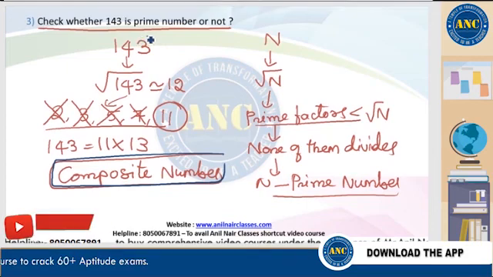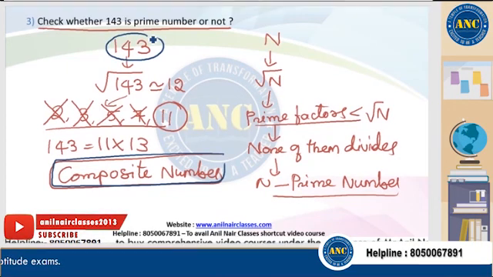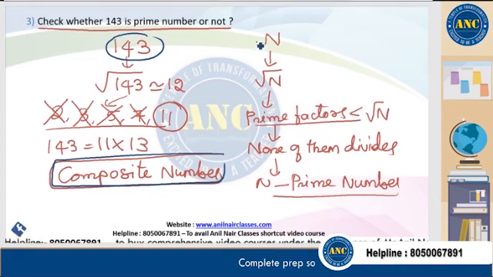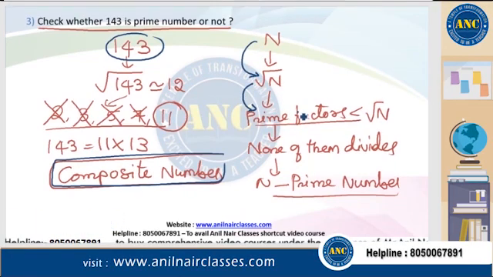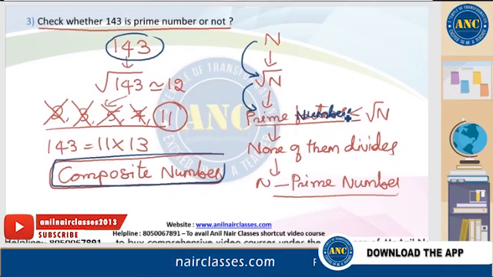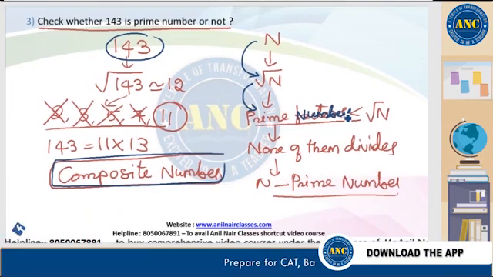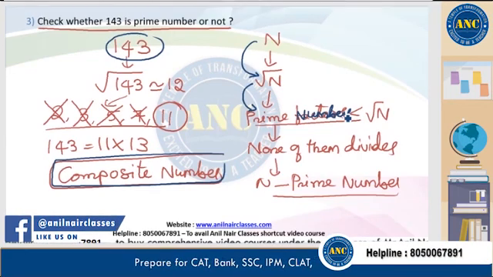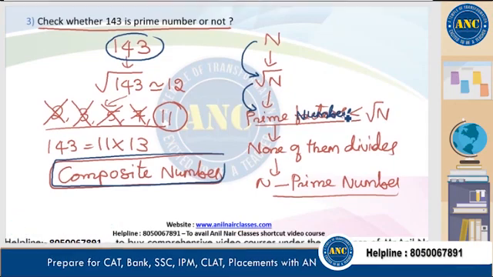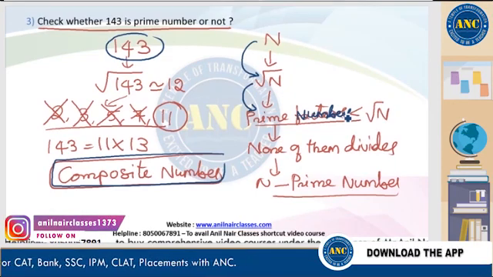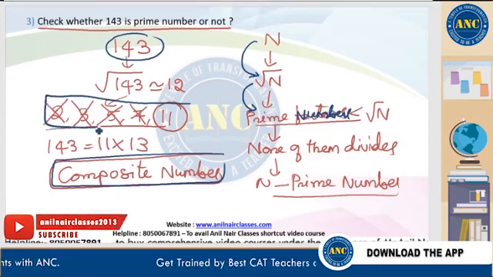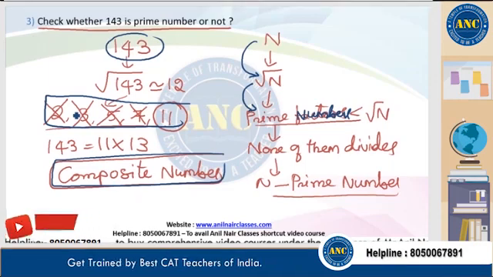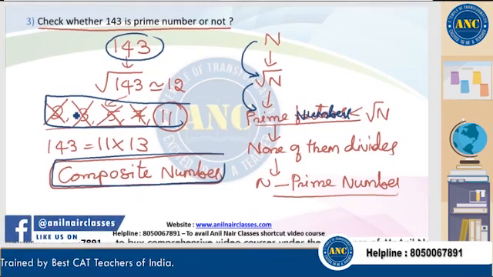How to check whether a number is a prime number or not? Basic way: take n, take root n, take all the prime numbers less than root n. If none of them divides, then the number is a prime number. For 143, the square root is close to 12, since 12 squared is 144. I took all the prime numbers less than 12: 2, 3, 5, 7, 11.